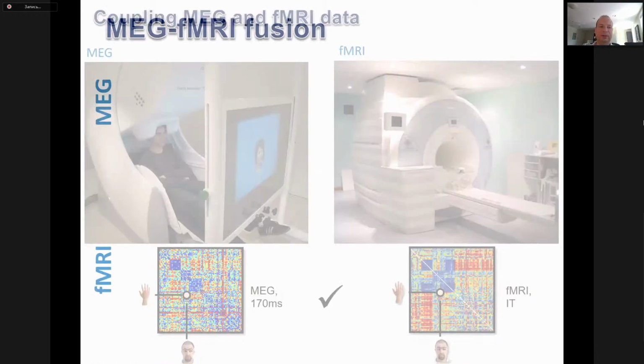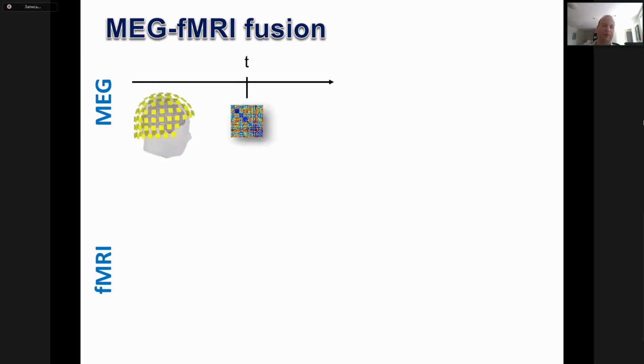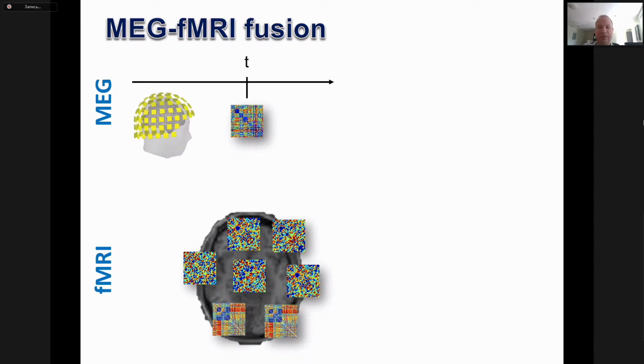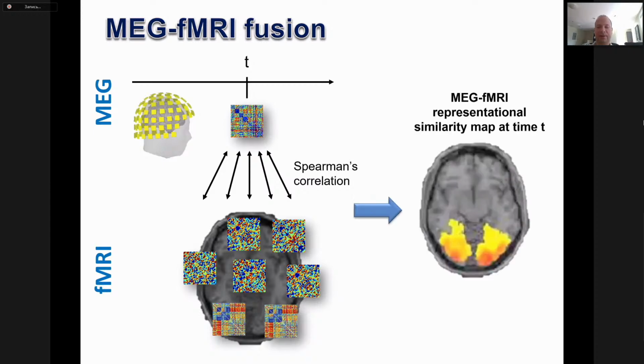And this is what we did. So in MEG, in time, we have these matrices. In fMRI, in space, we have these matrices. So we can exhaustively correlate pairwise these matrices. And by doing so, we can construct these correlation maps, which we call representational similarity maps. In this case, it will be for time 0, but if you start repeating this for every time, you actually end up with these matrices of dynamic activity.